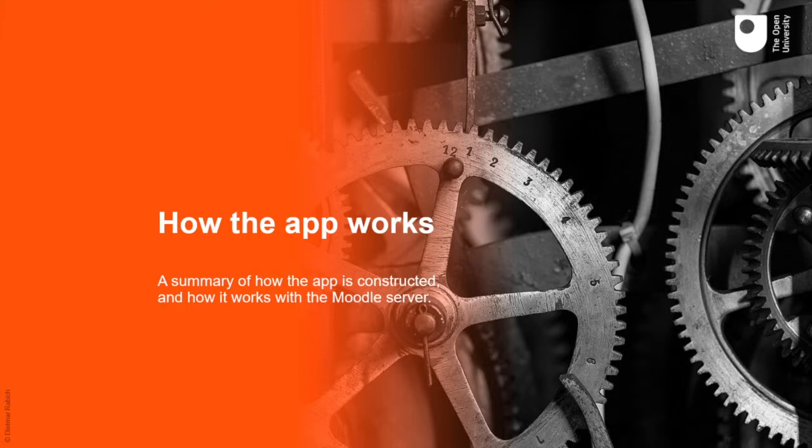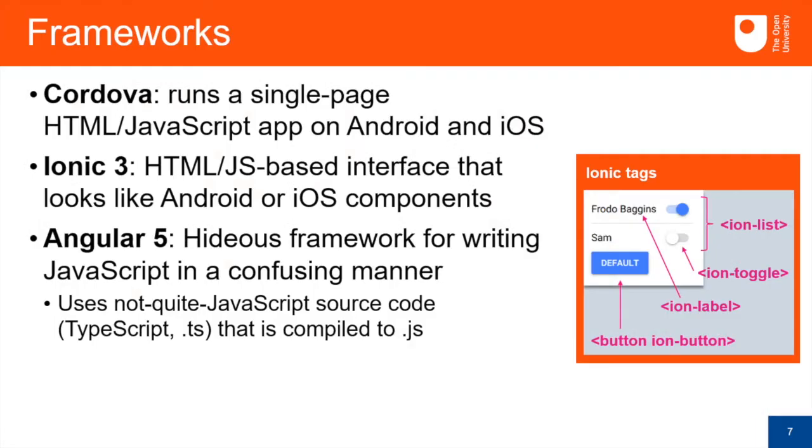How does the Moodle app work? It's built on 3 frameworks. Cordova lets you make an app in HTML and JavaScript, a single page app, and then it will run on Android and iOS so that we don't have to write separate native apps for each platform. Ionic is an HTML and JavaScript based interface that looks like native app components. There are some examples over on the right there.